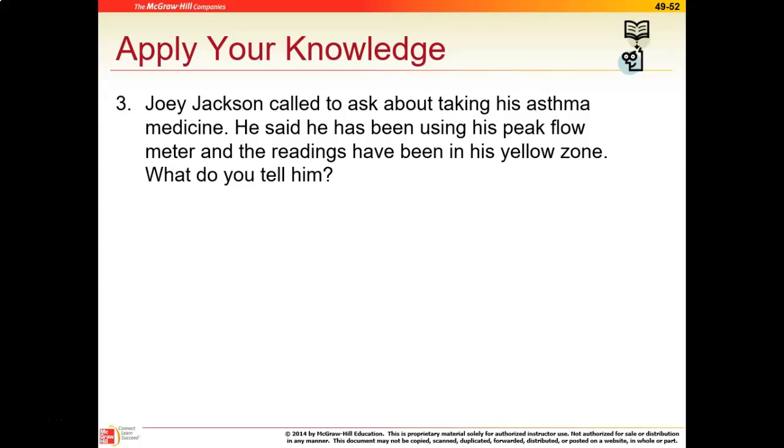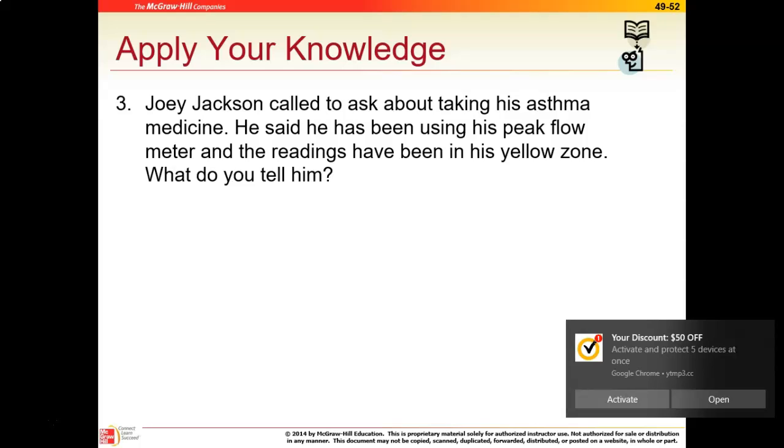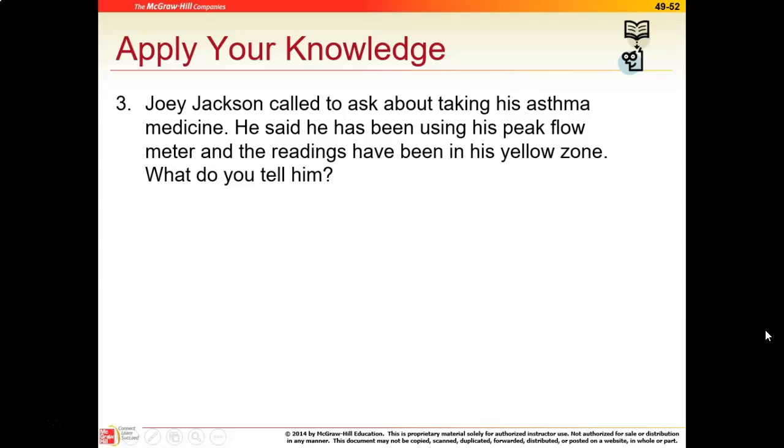So here we have a question. Joey is calling the clinic and he's asking some questions about his asthma medication. He says he's been using his peak flow meter and his readings have been in the yellow zone. So what advice would you give to Joey if he called and said he's asthmatic and he's in the yellow zone? So remember, yellow means that we're starting to get some narrowing of the bronchus, bronchoconstriction. And so if somebody calls you with that, you would want to find out whether and how long it had been since they'd taken their medication.